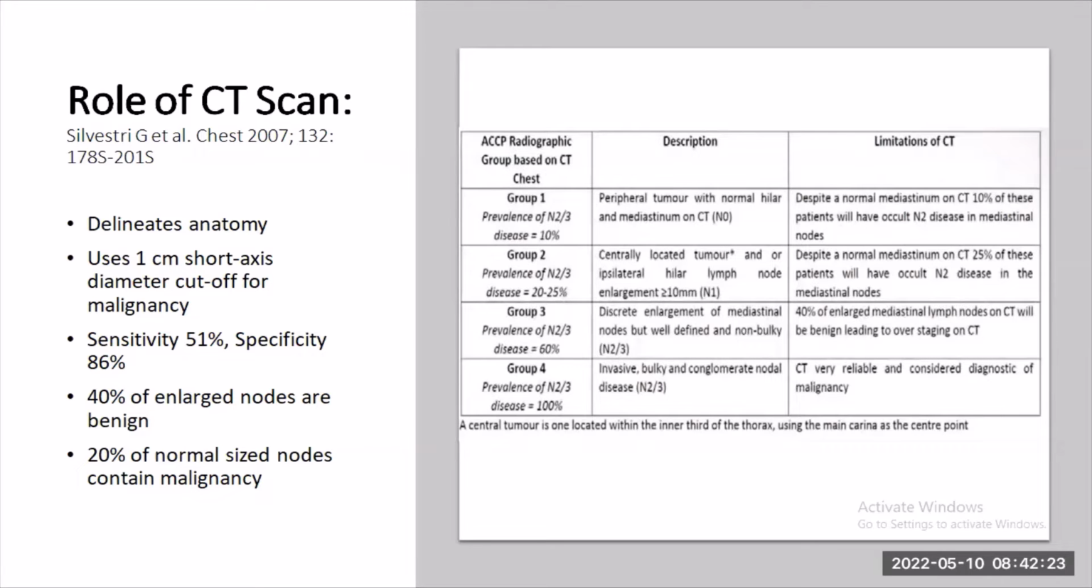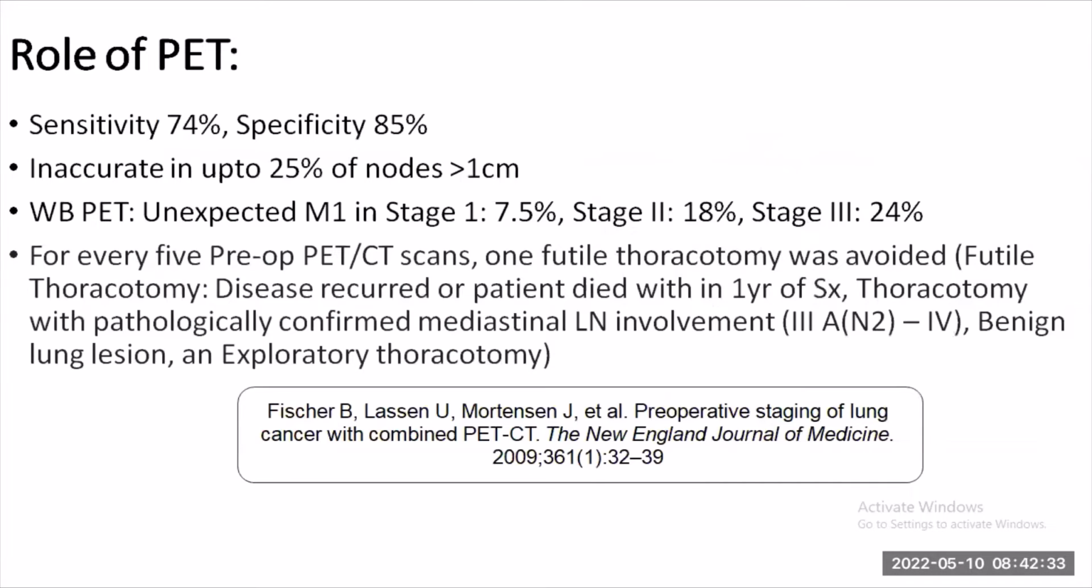Next, the 4th group would be an invasive, bulky, and conglomerate nodal disease, N2 or N3. CT is very reliable and considered diagnostic of malignancy. So this is the CT scan. What is the role of PET in diagnosis?